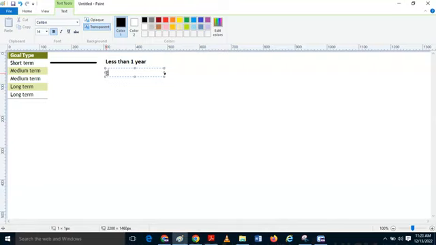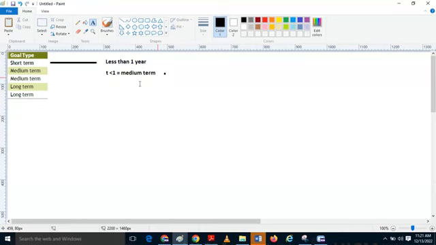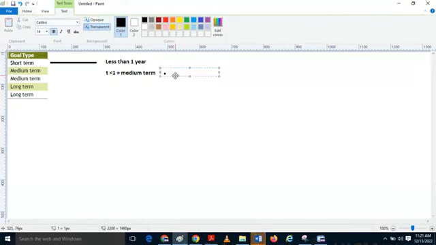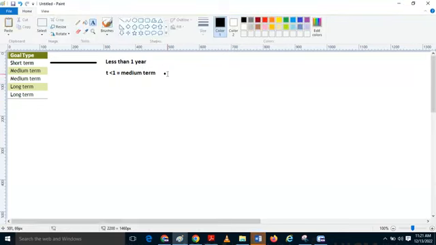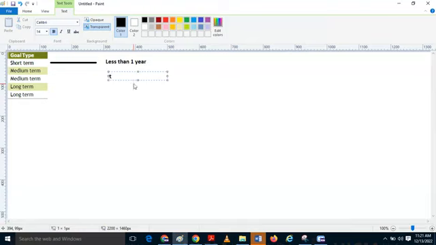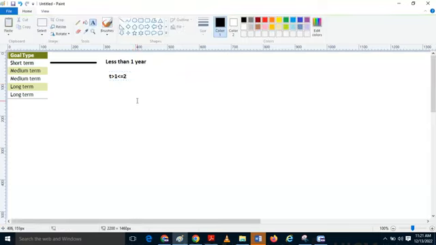If the time T is more than 1 year, then it will come to medium term goal. But it should be within, sorry. If I say T, I am using time over here, time should be greater than 1 year, but less than or equal to 2 years.